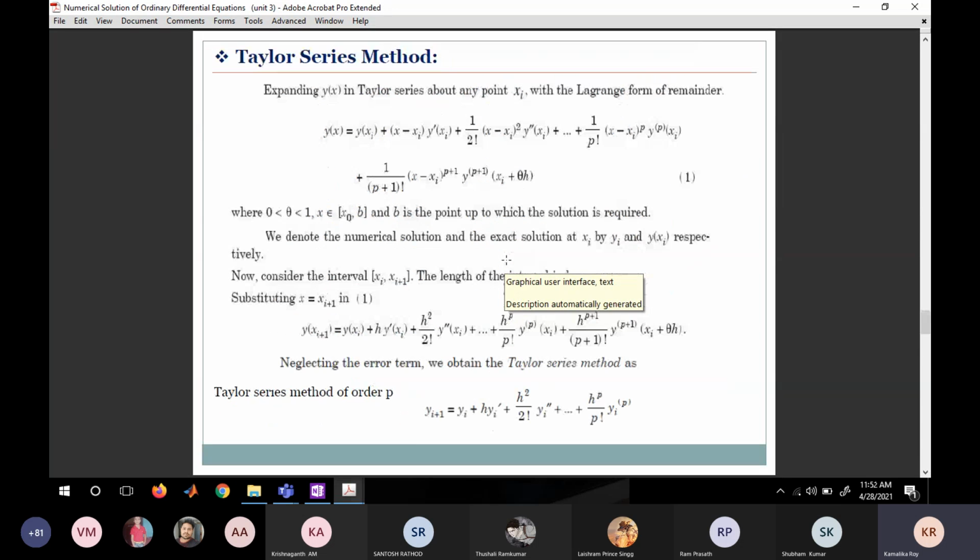If you are not having any doubt, I will move to the next method, that is the Taylor series method. I guess you all know what a Taylor series is. So we will be using this Taylor series to find the solution of the ODE, that is, we will approximate y(x) with a Taylor series, expanding it around xi.